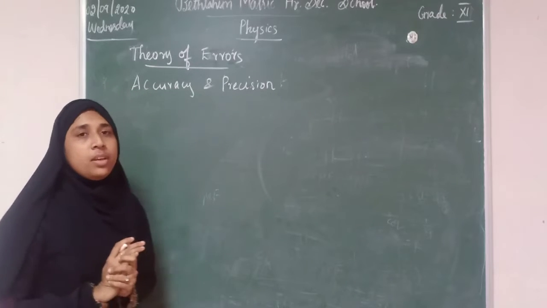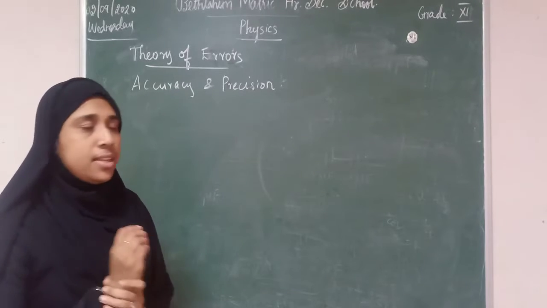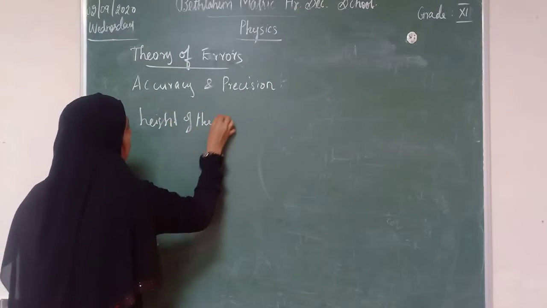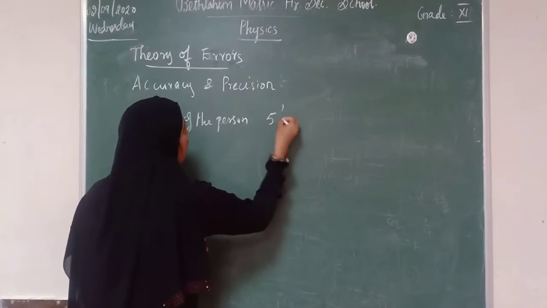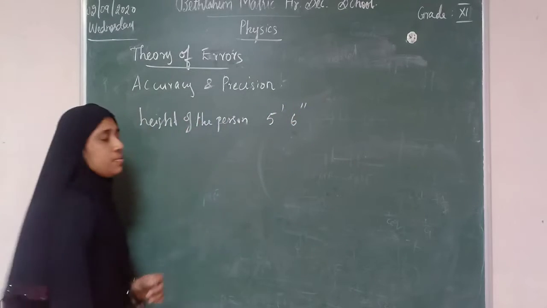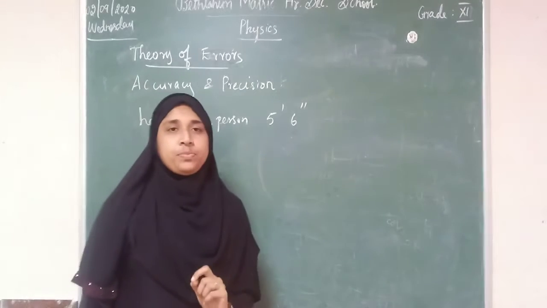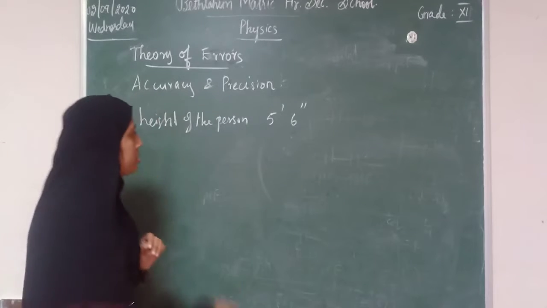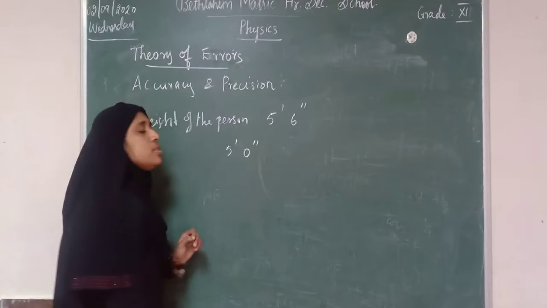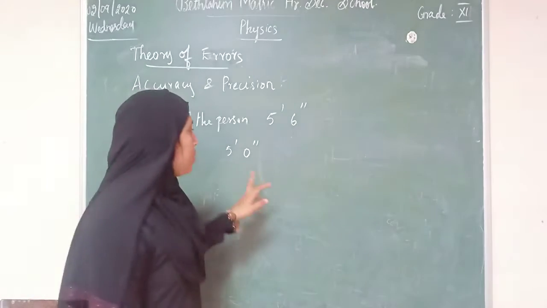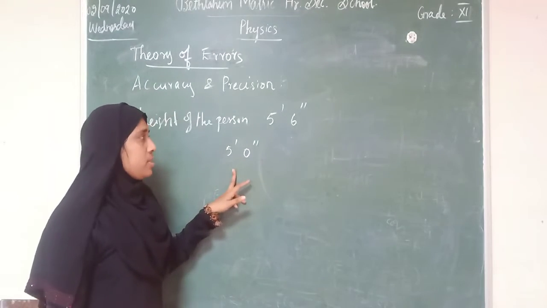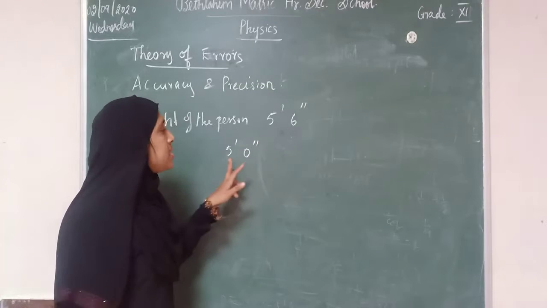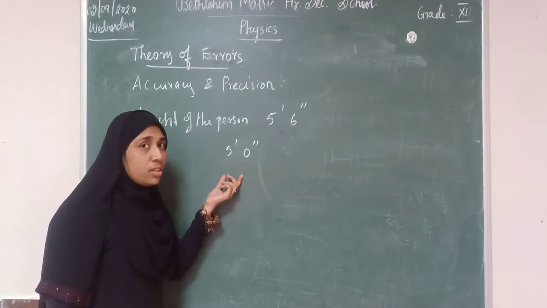For example, we are measuring a person's height. Let us say the height of the person is 5 feet 6 inches. This is the true height. When you measure this height with an instrument like a yardstick, you may get 5 feet 0 inches. So this is not accurate, because the accurate value is 5 feet 6 inches. This is the measured value, and it is not accurate.